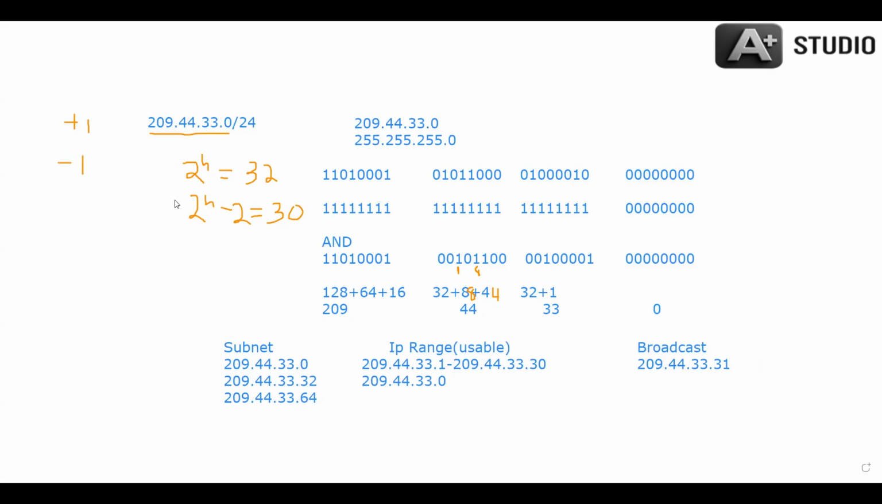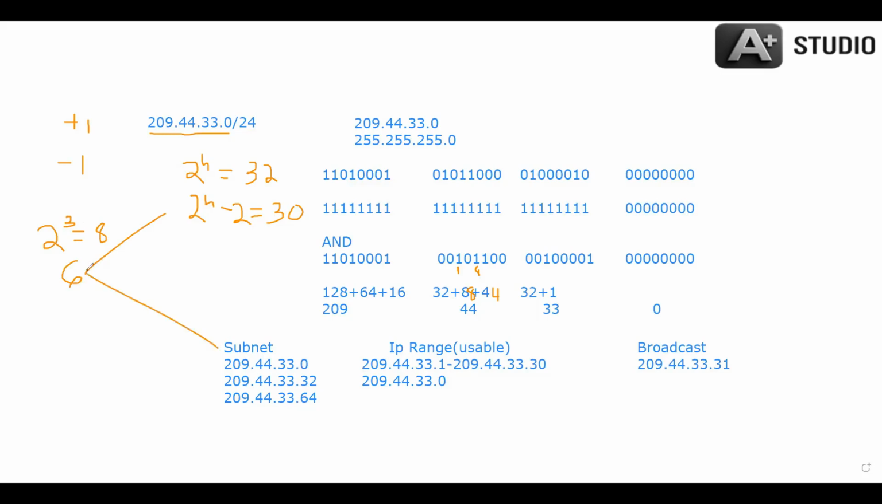We were told to create 6 subnets. And then we said 2 to the power 3 is equal to 8. Out of this 8, we can get our 6 subnets. So with our 6 subnets, we found the host for them.